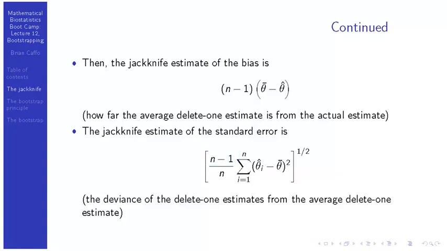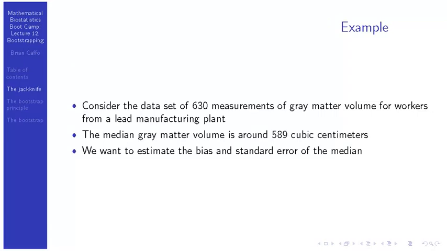And the same thing is true with the bias: the leave one out statistics tend to be a little too close to one another. Unless you multiply this bias estimate by a little bit, you don't get a reasonable estimate. So let's go through an example.